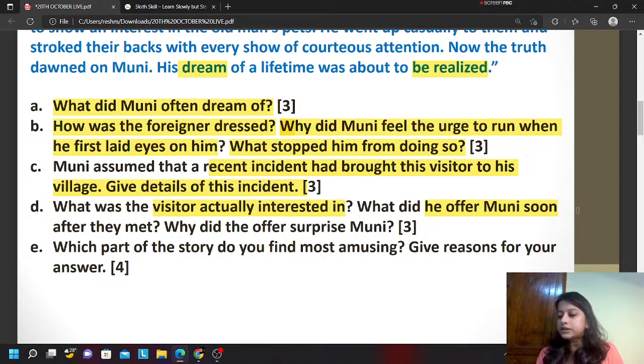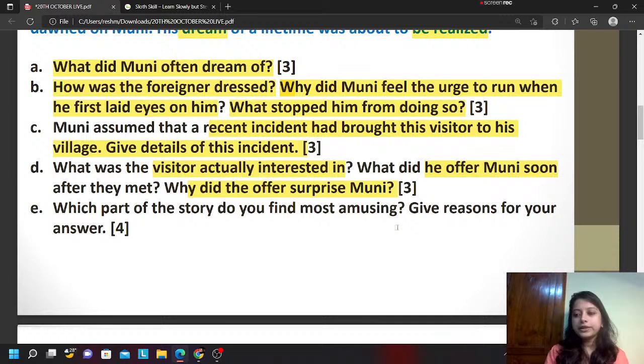So why did the offer surprise him? Mayank, you have to write it in a separate line or a separate paragraph that the offer surprised Muni because he had never been offered a cigarette in his life. Sometimes once in a while he borrowed one from a shopkeeper, and he never got such a good quality cigarette in his life. So he was amazed and surprised. So we have also completed question number D.